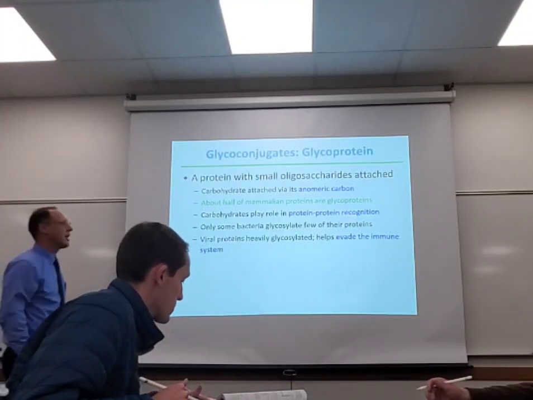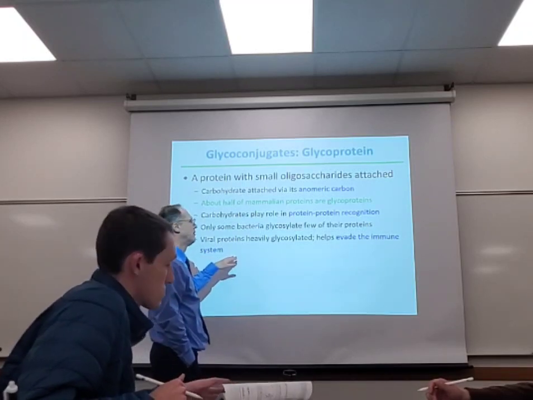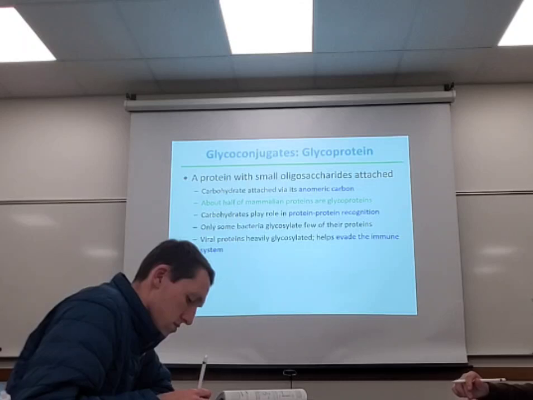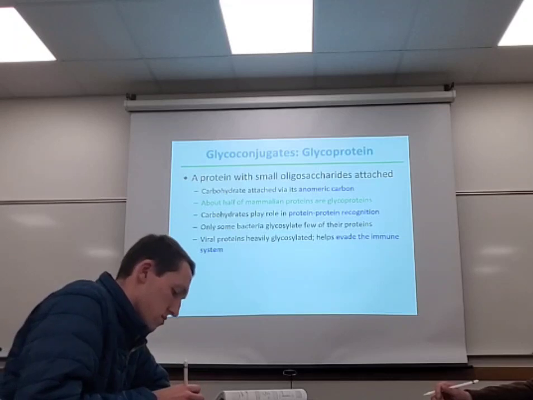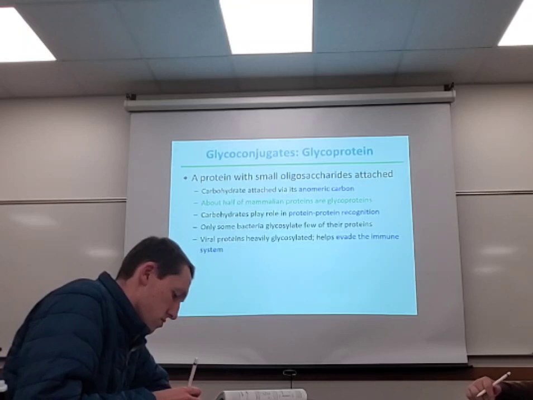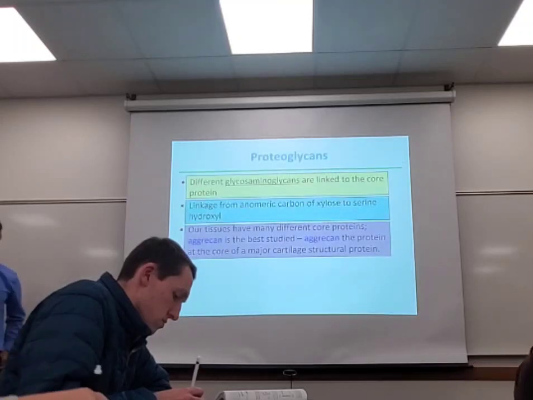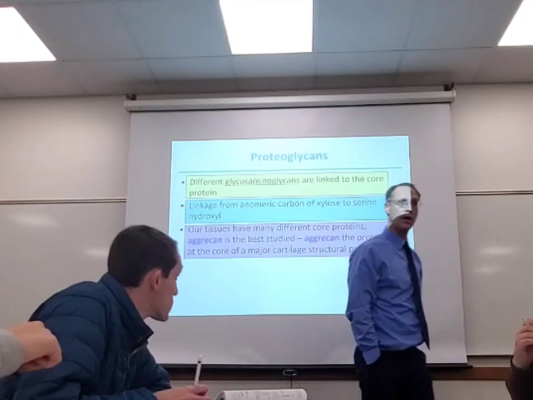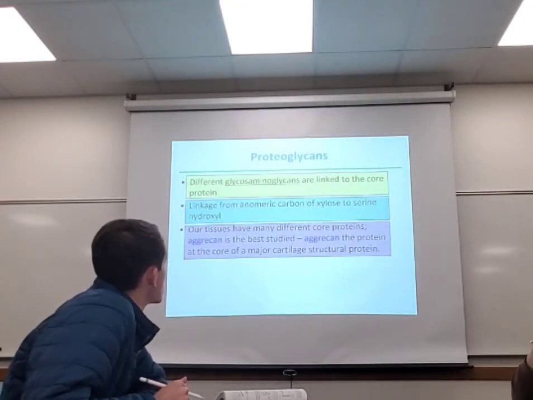Viral proteins are heavily glycosylated, which helps evade the immune system. Cool. Half of all mammalian proteins are glycoproteins. Okay, so now we are talking about glycoproteins. This is different than the glycosaminoglycans. Now I'm talking about a protein with a sugar. Okay, cool. So we'll call the class that you should know, even though we're going to look at examples, a proteoglycan.